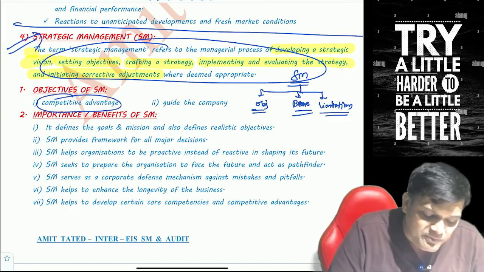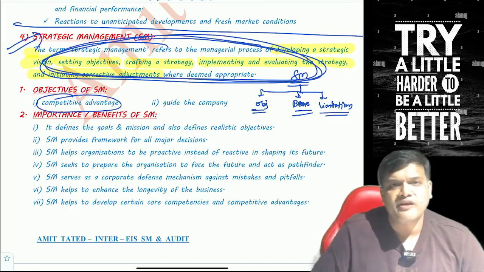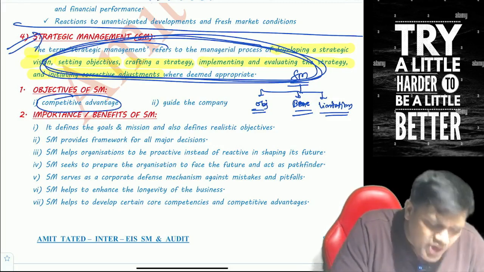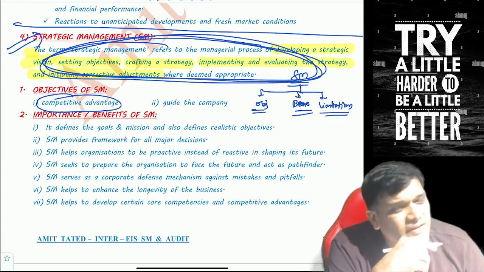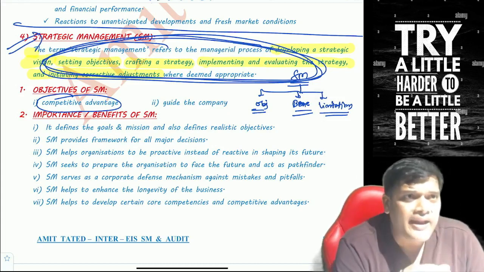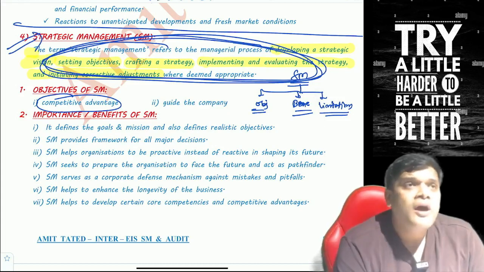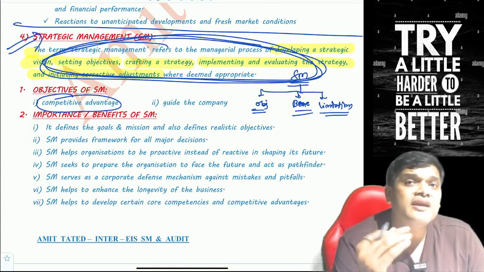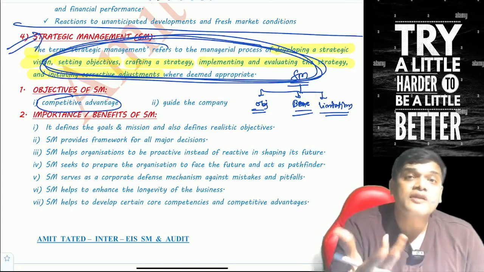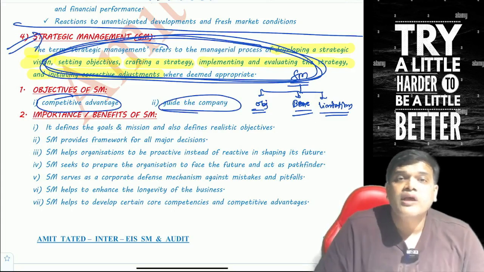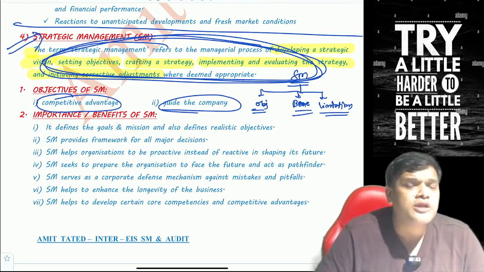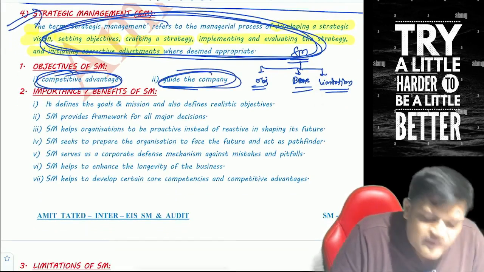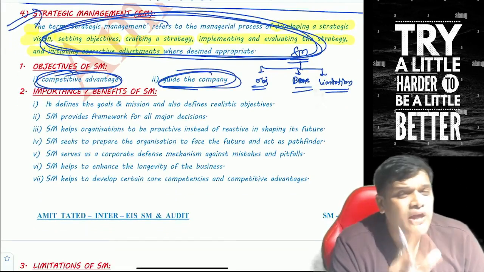Make sure this is the main target. If you follow these 5 steps of strategic management, undoubtedly you will be staying ahead. You will be having a competitive advantage. This is the main objective of strategic management. And second point, if you plan and go ahead, 100% you will be having an advantage. But can there be uncertainty? Yes. So in that case, what is strategic management saying? It is saying take corrective action. What does it mean? It means it is guiding the company. So there are 2 objectives of strategic management. First is having a competitive advantage, and second is guiding the company. Everybody clear, Malik? So the 2 objectives are the same.